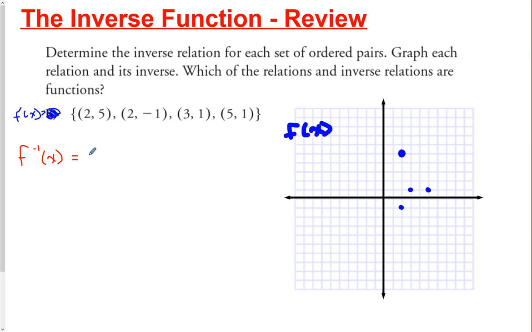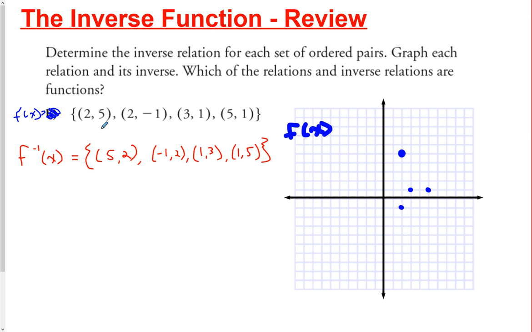Okay, so I've got to do this in opposite fashion, so I'll start with a squiggle bracket. That's not my best work, but I'll take it. And I'm going to put, instead of 2, 5, I'm going to go 5, 2. So I'm switching my x and my y values. Instead of 2, -1, I'll go -1 and 2. Instead of 3 and 1, I'll go 1 and 3. Instead of 5 and 1, I'll go 1 and 5. So I've switched my x and my y values, and so this is going to be my inverse function.